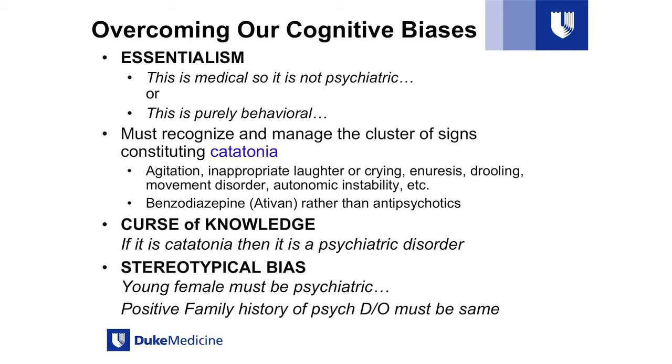So essentialism as a bias is to view this presentation as essentially medical or essentially psychiatric. And depending on who the clinician is, when they come to encounter with the patient, you may just think that if this is medical, it cannot be psychiatric. And you may think that this is purely behavioral. And that would be a bias that would lead you away from being able to recognize the disease.